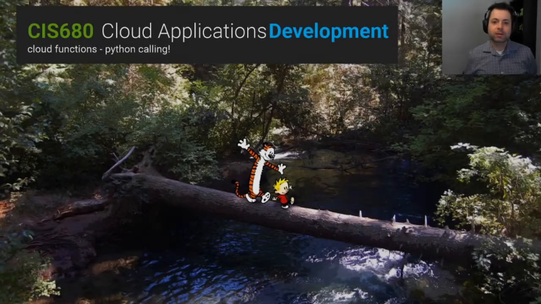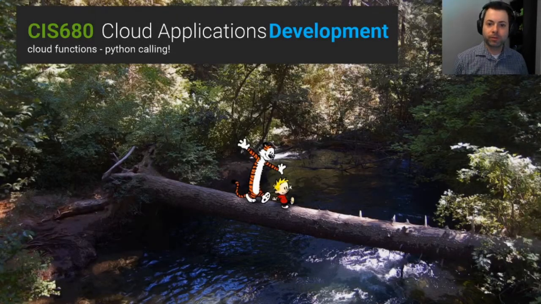Hey everybody, welcome back. I just wanted to do a short little follow-up video to the intro to serverless. I wanted to demonstrate how you could call a cloud function locally with a script, send it a JSON packet, and basically interact with that.